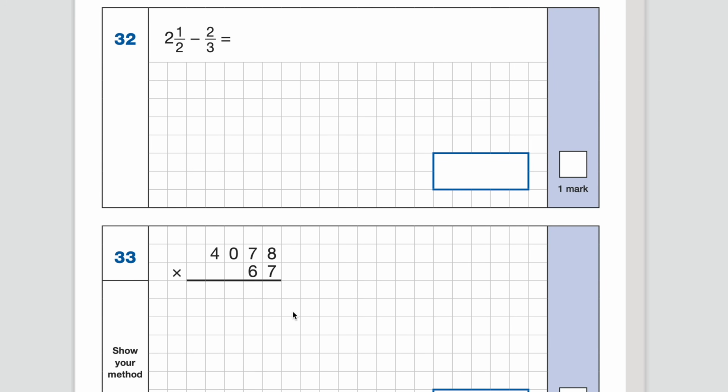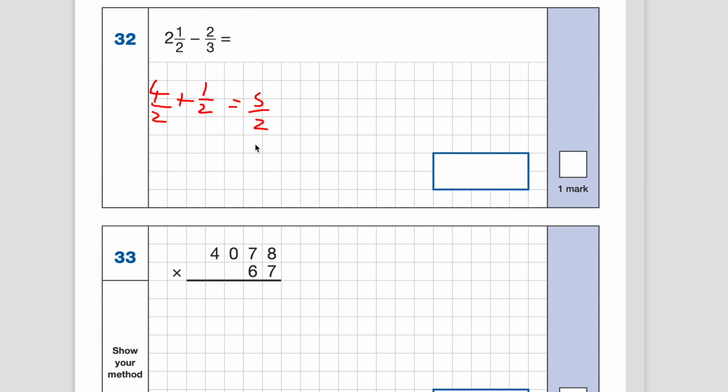Number 32. It's a mixed number. Subtract a fraction. So we need to do the same thing again, but there's another step. First things first, we need to convert this into an improper fraction. So like we did before, how many halves are there in one whole? Well, it's 2. So how many halves are there in 2 wholes? So that would be 4. There are 4 halves in 2 wholes. So we've got 4 halves plus the 1 half we've already got. That's going to be 5 halves. That's the same as 2.5. So now we've got 5 halves.